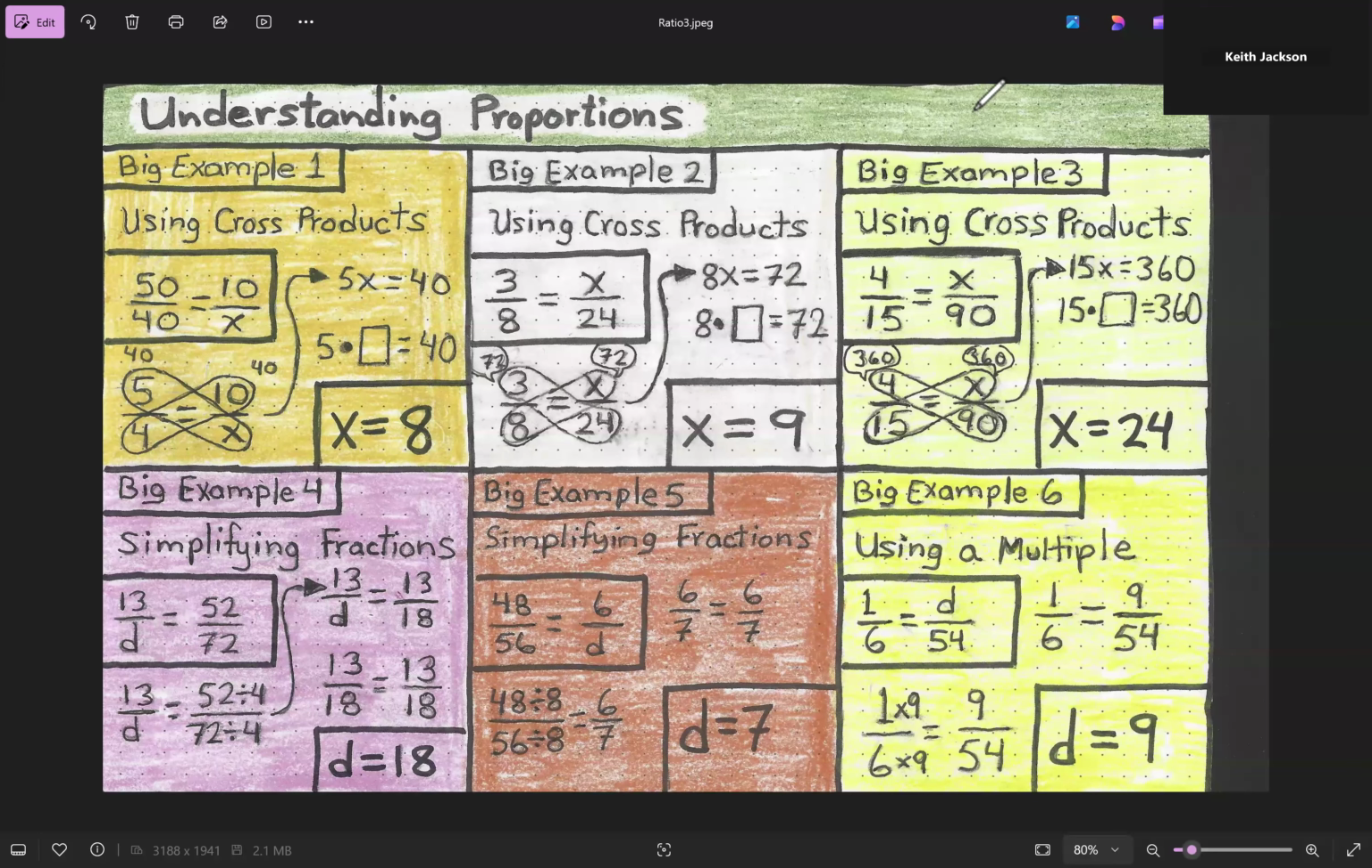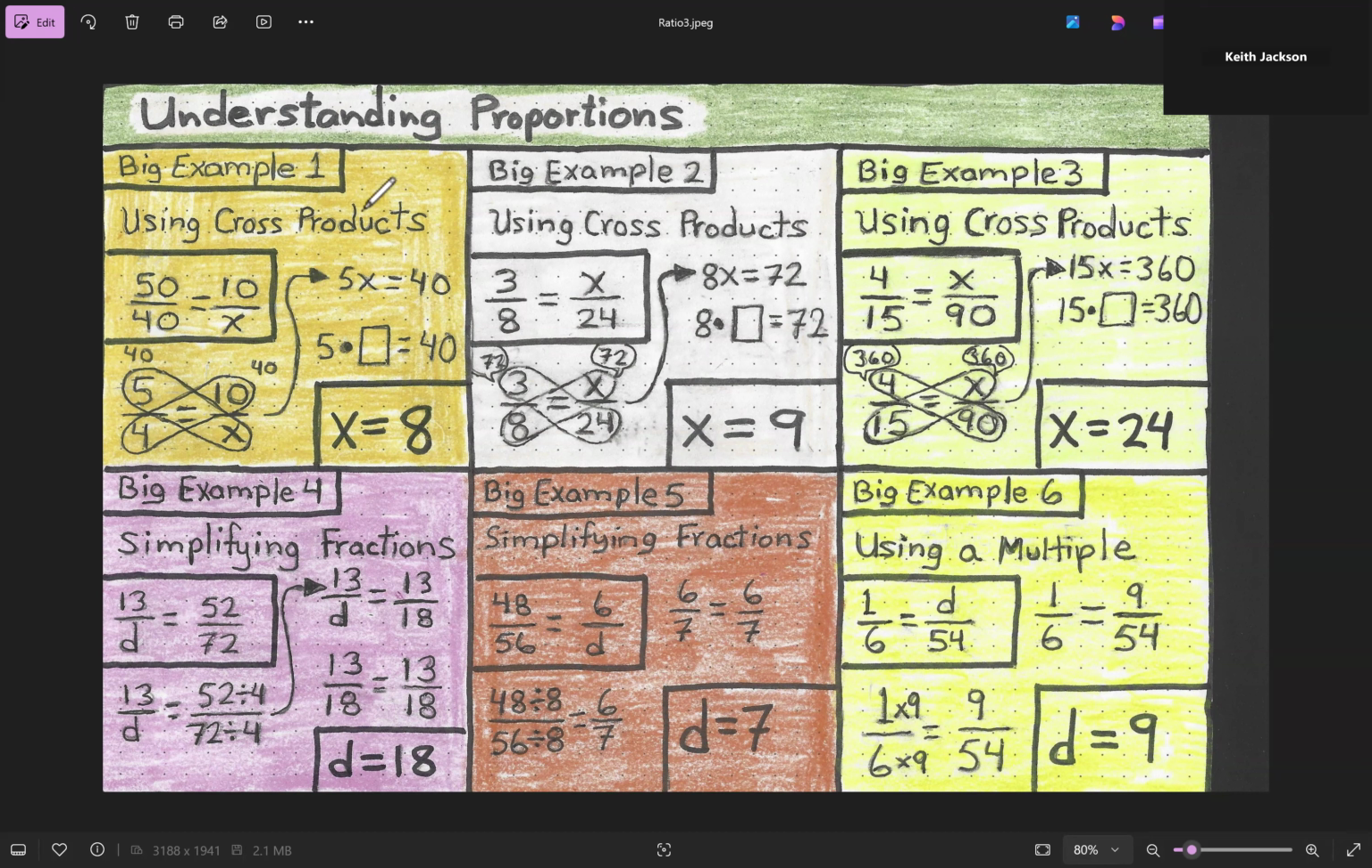In this video, we're going to gain an understanding of proportions. Proportions can be done this way. You can have one ratio and you can set it equal to another ratio. And those two equivalent ratios form a proportion. And so we have six big examples to show you how that is done.